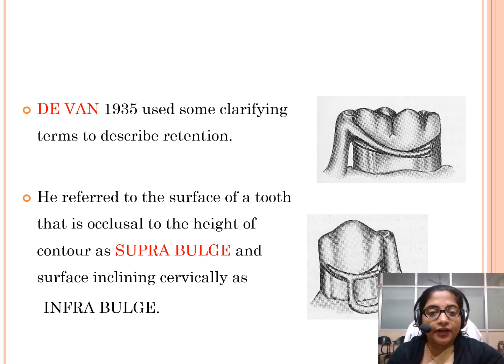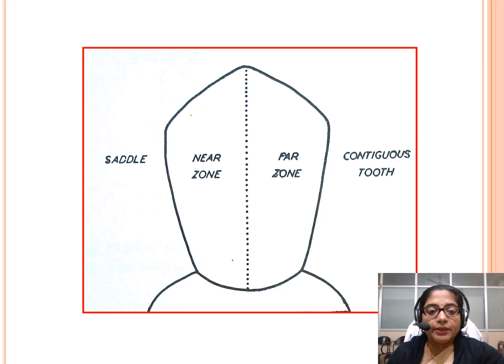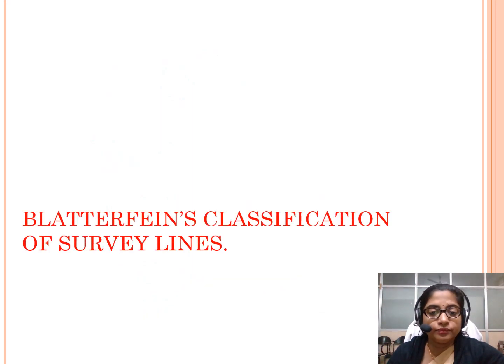Dewan in 1935 used some clarifying terms to describe retention. He referred to the surface of the tooth that is occlusal to the height of contour as suprabulge and the surface inclining cervically as infrabulge. Now, as you can see in the picture, when there is a tooth which is a terminal abutment, the area which lies near the edentulous area is the near zone, and the area away from the edentulous area or near the contiguous tooth is the far zone. So, near zone and far zone of the tooth.